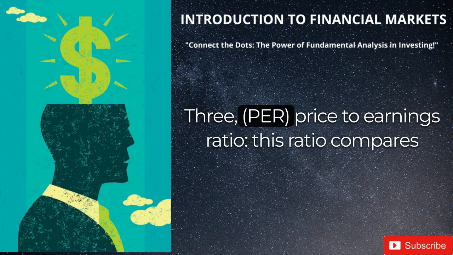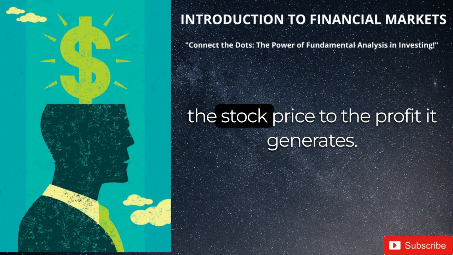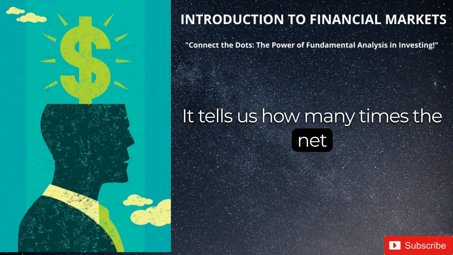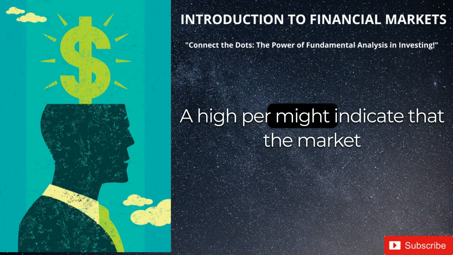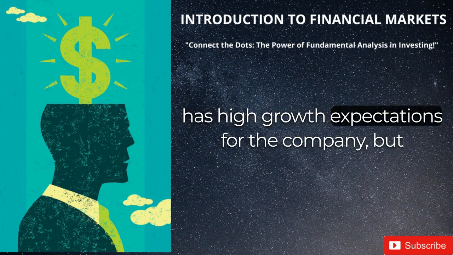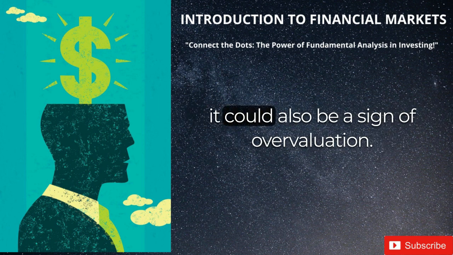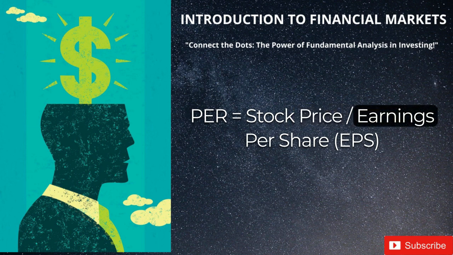3. PER, price to earnings ratio. This ratio compares the stock price to the profit it generates. It tells us how many times the net profit is included in the stock price. A high PER might indicate that the market has high growth expectations for the company, but it could also be a sign of overvaluation. PER equals stock price/earnings per share, EPS.